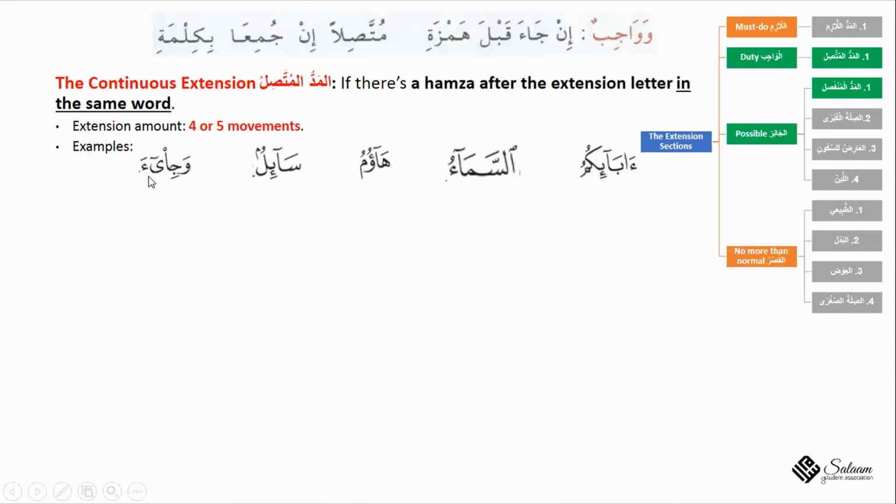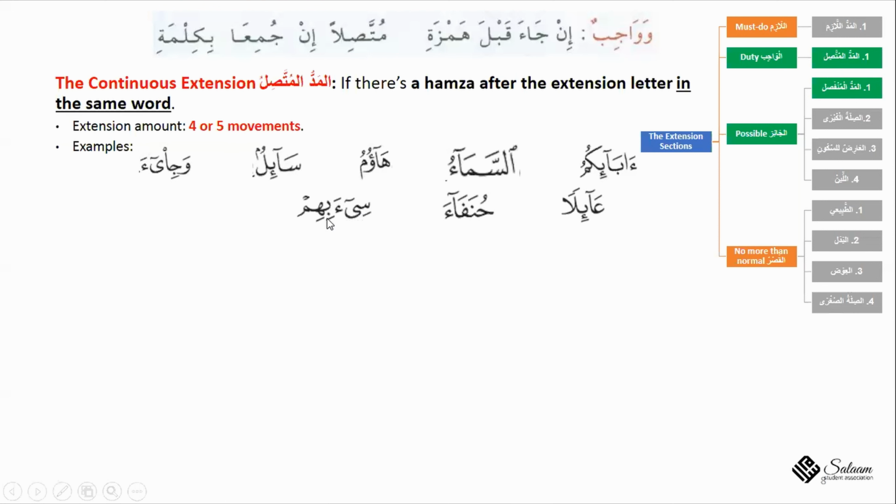Waji'a. Same thing. An extension letter and then hamza. A'ila. Here, ya, and before it, kasra. And then after it, hamza. That means this is mad muttasil because an extension letter and then hamza in the same word.